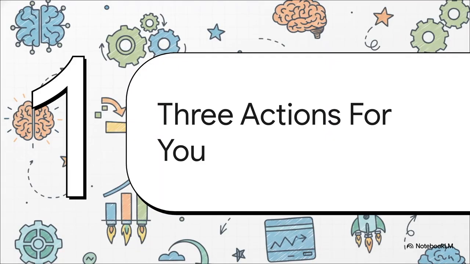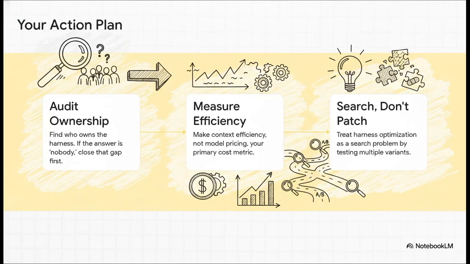All right, we've laid out the problem, the cost, and this really powerful new solution. So the big question is, what can you do about this today? Here are 3 concrete actions for your team. First thing, audit your ownership. Seriously, go ask your team, who owns the harness? If the answer is nobody, or even worse, everyone, that is the absolute first thing you have to fix.